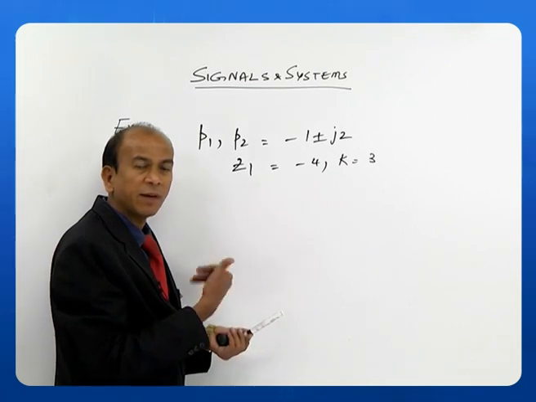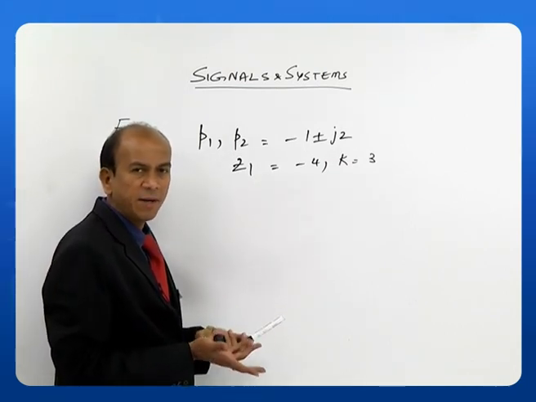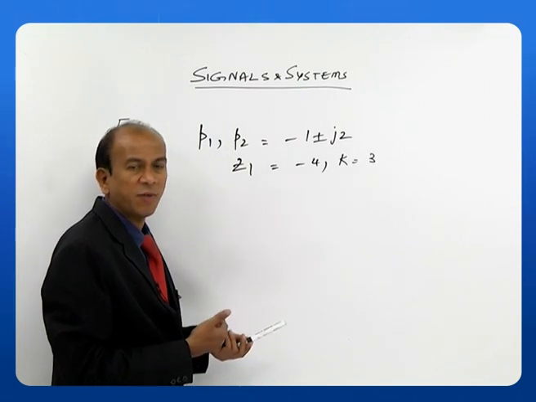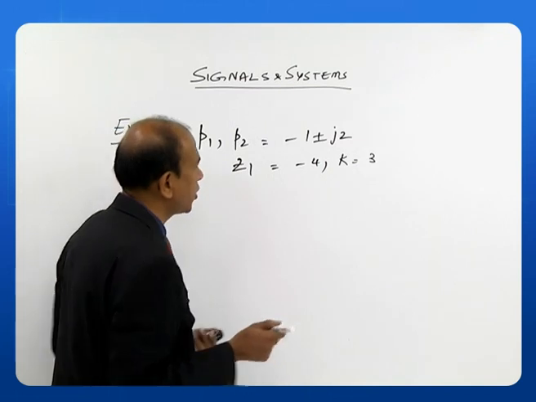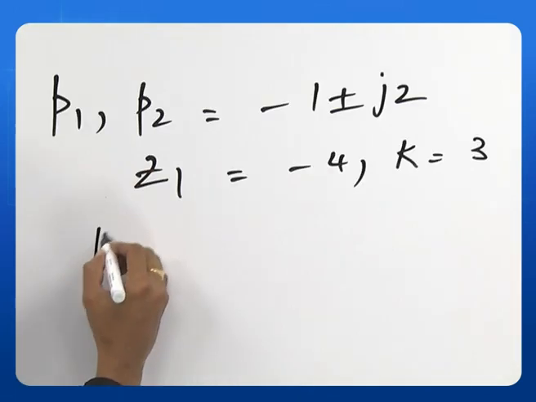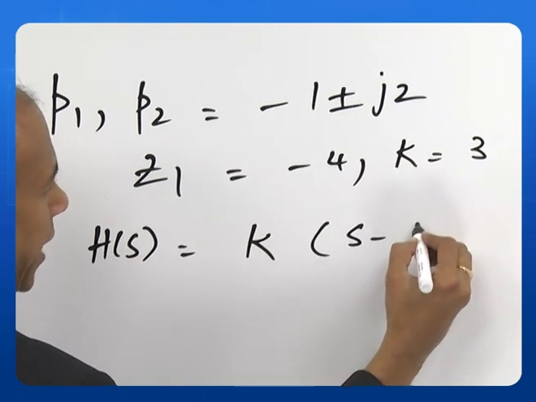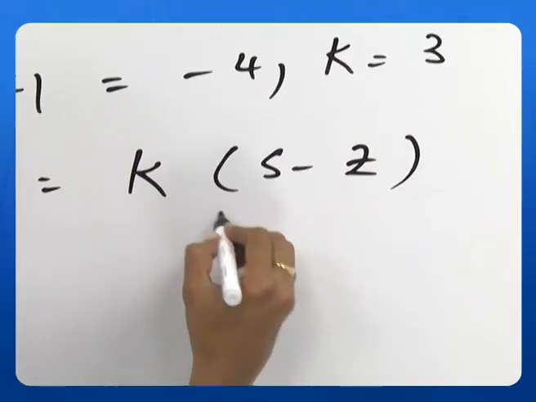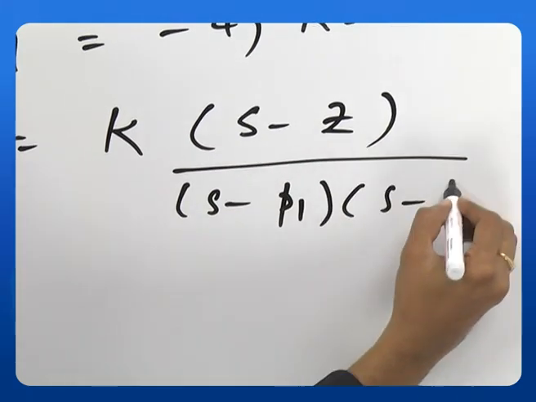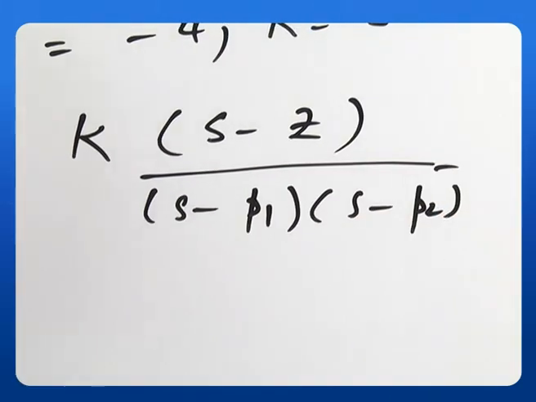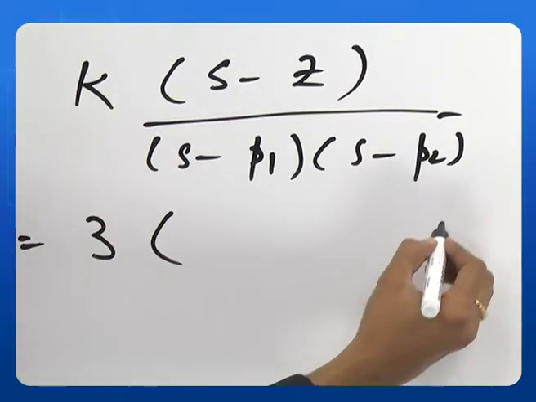So it is a reverse of what we have done in the earlier problem. In the earlier problem, from the differential equation we calculated h of s and all those things. Now here, I have to write first h of s, and from h of s I can directly write my differential equation. So let us write down what is h of s. H of s is given by k into s minus z, because there is only one zero, divided by s minus p1 and s minus p2. For us k is equal to 3.